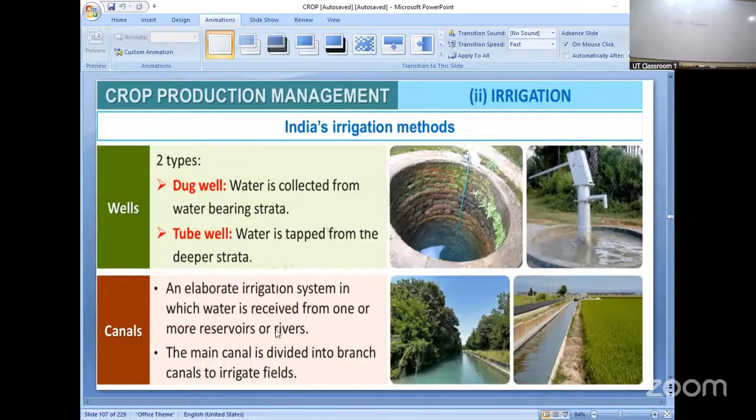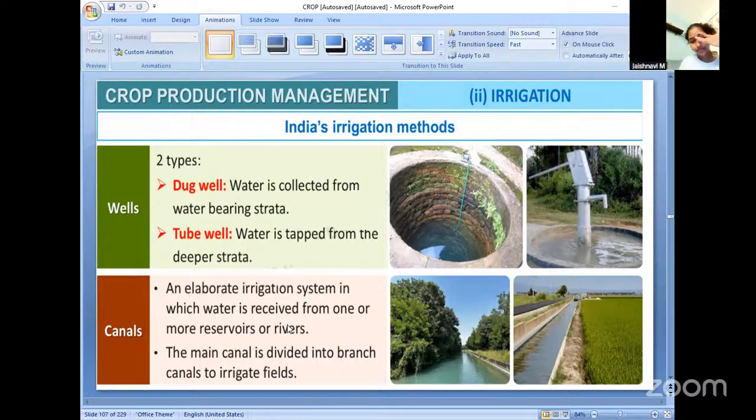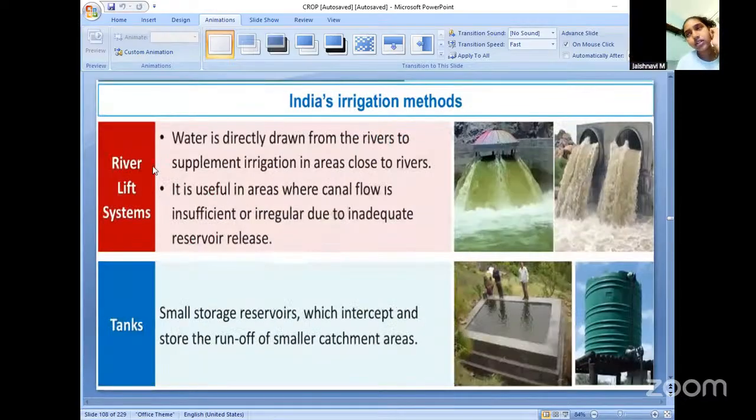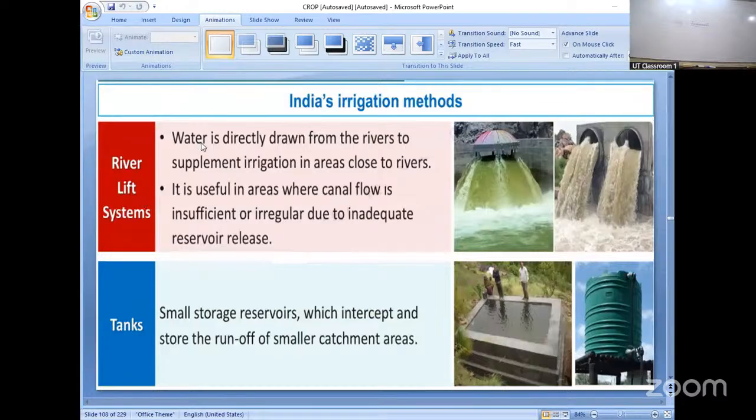Okay, irrigation system. You must have heard about the Indira Gandhi irrigation canal. That goes in Rajasthan, right? Yes, ma'am, in Rajasthan. River lift systems: the water is directly drawn from the river. Okay, and it is useful in the area where canal flow is insufficient.